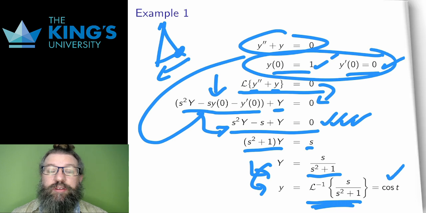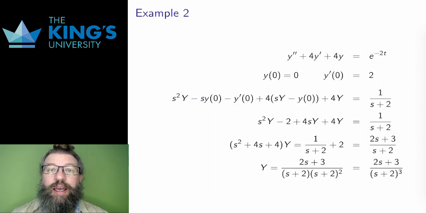All right, let's add a bit of complexity now. Now I have a differential equation with a first derivative term as well, still a harmonic motion with positive coefficients. I also have a forcing term. This forcing term is exponential decay, and I have these initial conditions.